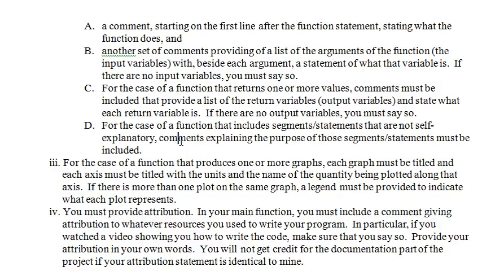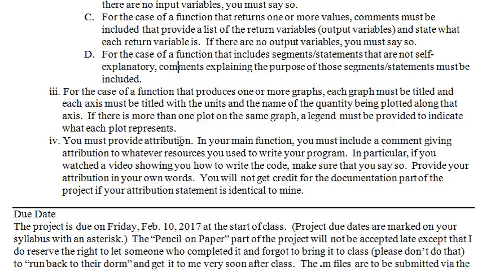If they're not self-explanatory, say what they're doing. So I thought it was necessary this time to explain a few things, but not every detail. For the case of a function that produces one or more graphs, each graph must be titled and each axis must be titled with the units in the name. Alright.